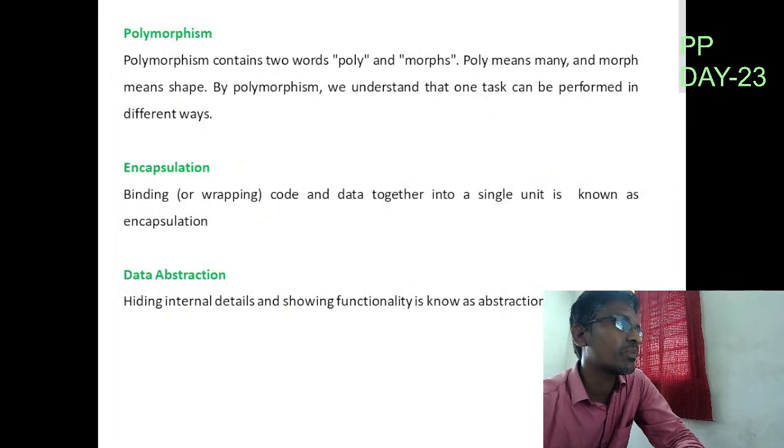So what is polymorphism? It contains two words, poly and morphism. Poly means many and morphism means shapes, many forms. That means a function can act in different ways, or a task can be performed in different ways. So one task performed in different ways is called polymorphism.